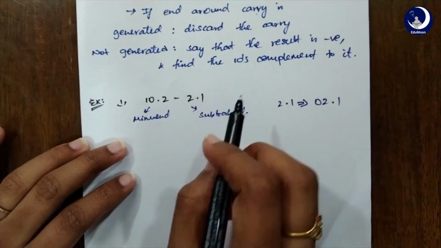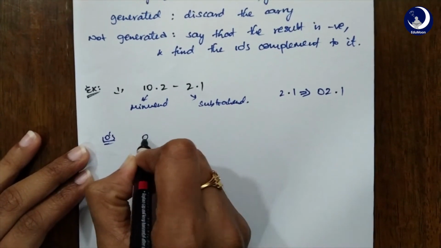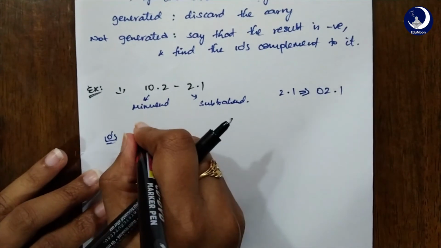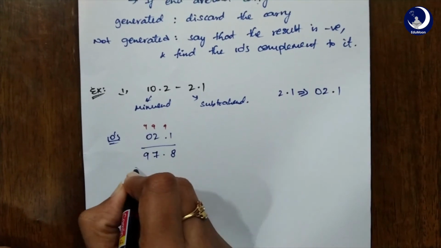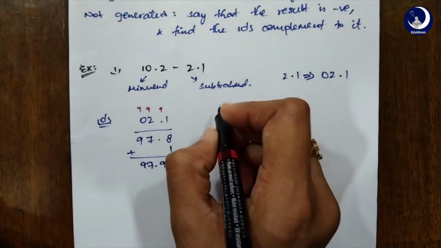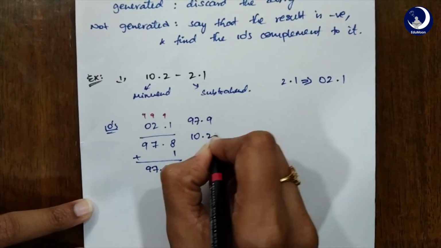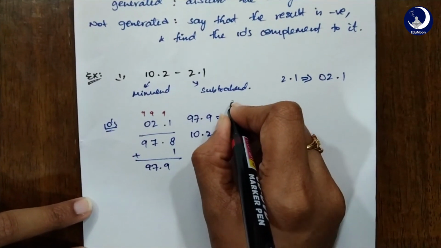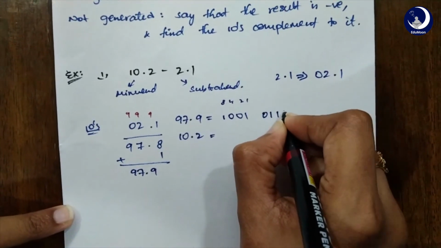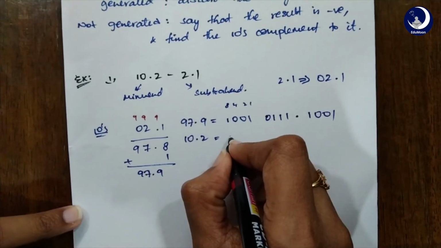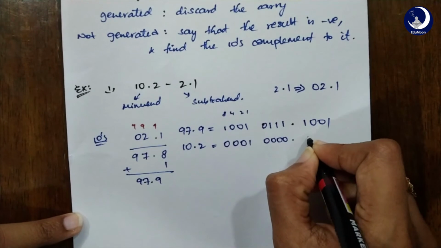Okay. Now, what do we do first? We need to find the 10's complement for the subtrahend. How do we find the 10's complement? By first finding the 9's complement and then adding 1 to it. So 9 minus 1 is 8, 9 minus 2 is 7, and 9. So adding 1 to this one, we get 97.9. Now for 97.9 and 10.2, we will find the equivalent BCD values, which is 1001 for 9, 0111 for 7, dot 1001, and for 10, for 1 it is 0001 and 0000 dot 0010.